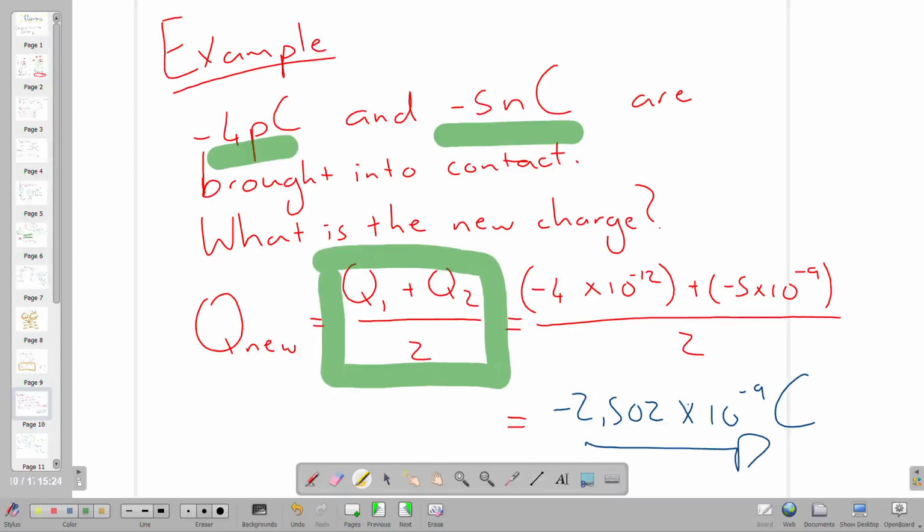So -4 picocoulomb, meaning -4 times 10 to the -12, and we add -5 nanocoulomb, -5 times 10 to the -9 coulomb. We put all of that over 2 since there are two objects, and if you pop that into your calculator, which you must be good at by now, you will find that the answer is -2.502 times 10 to the -9 coulomb. You don't have to worry about rounding now, but usually they'll instruct you to round off to about 2 decimal places.